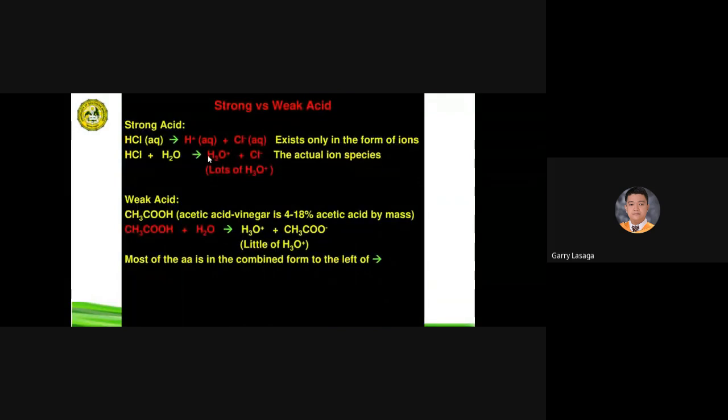Okay, so it is the same. For a strong acid, an example is our HCl, and an example of our weak acid is acetic acid, which is the main component of vinegar. So when we place hydrochloric acid in water, this combination will yield lots of hydronium ion, meaning lots of H plus. And when we place acetic acid in water, this will yield a little amount of H plus.